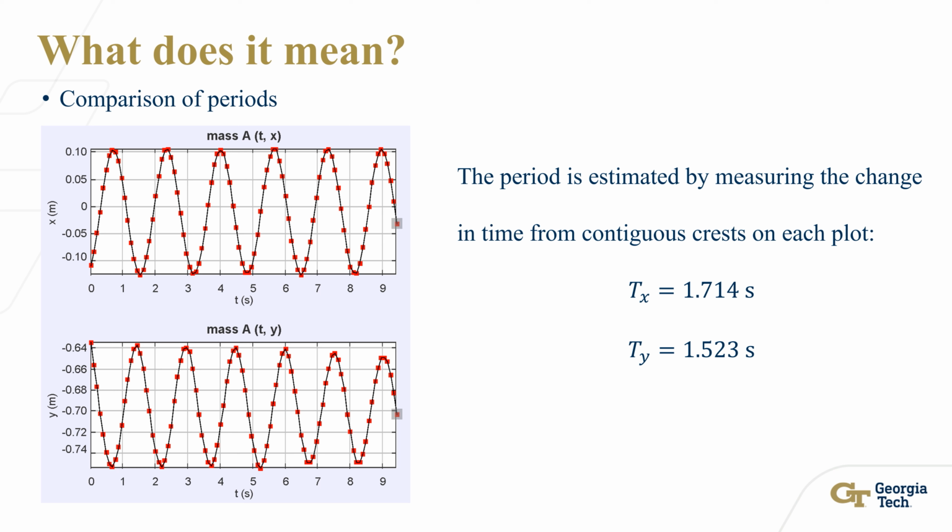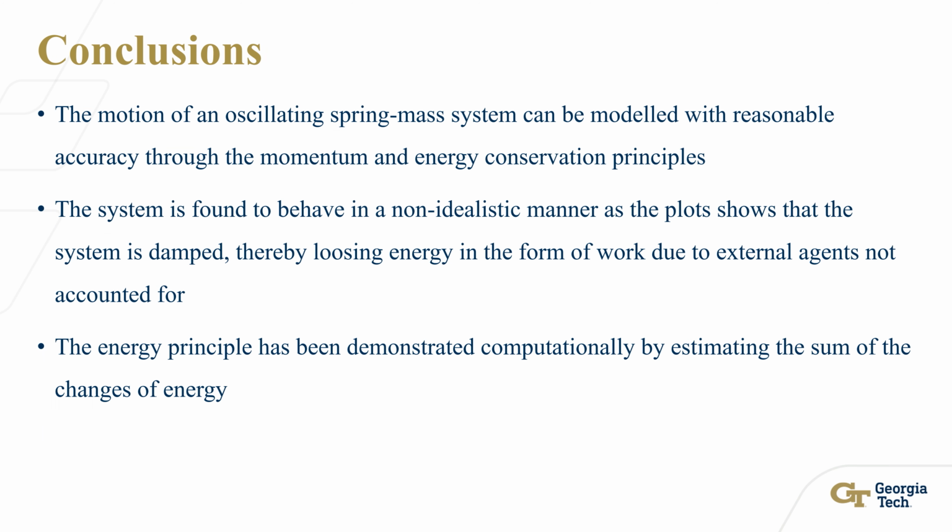The motion of an oscillating spring mass system can be modeled with reasonable accuracy through the momentum and energy conservation principles. The system is found to behave in a non-idealistic manner, as the plots show that the system is damped, therefore losing energy in the form of work due to external agents not accounted for. The energy principle has been demonstrated computationally by estimating the sum of the changes of energy.